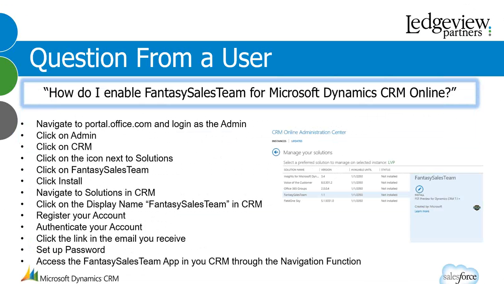Next, you'll want to navigate to the Solutions section in CRM. Click on Fantasy Sales Team. Then it will bring you to the section where you can register your account. It will send you an email to authenticate your account and another email to set up your password. And it'll send you some videos and some setup guides. The next thing that will happen is the Fantasy Sales Team app will actually appear right in CRM, and I'm going to show you where that is.